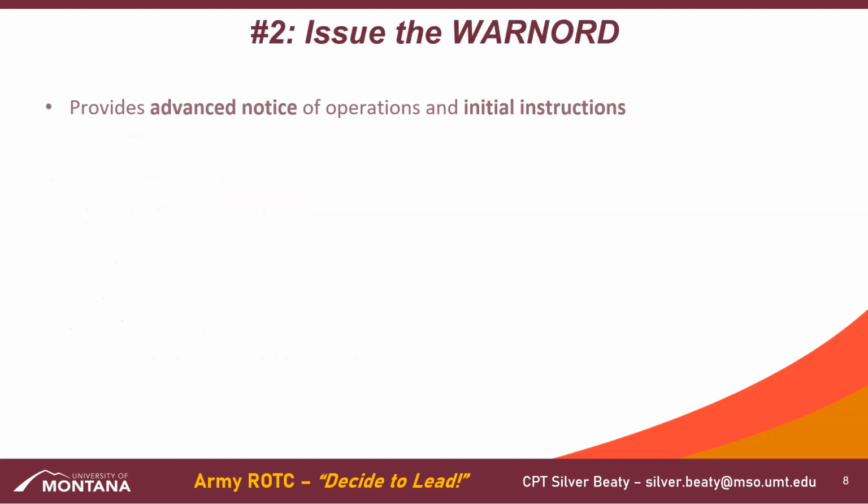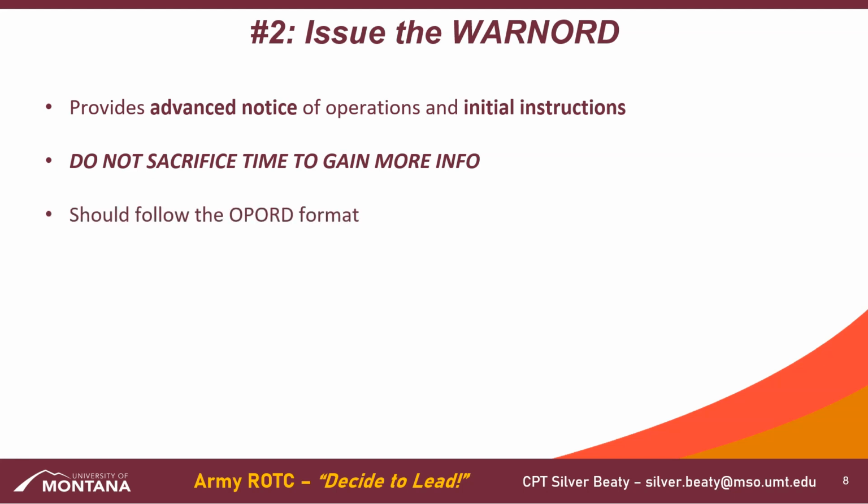So after you've received that mission, now you're going to issue a WARNORD to your subordinates. And this provides advance notice of the operations and their initial instructions. It's not a ton of information, it's just the basic information they need to know what's coming and what they need to prepare in order to execute this mission. What you don't want to do is sacrifice time to gain more info. Get the information out to your subordinates as fast as possible.